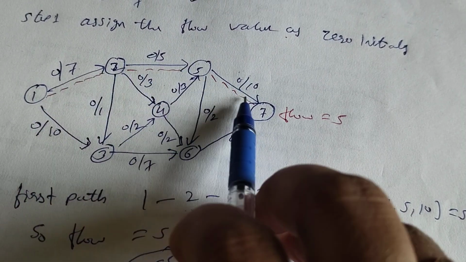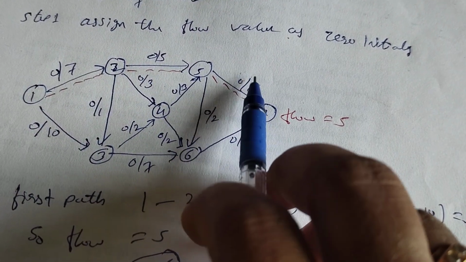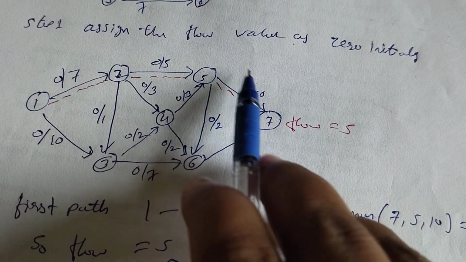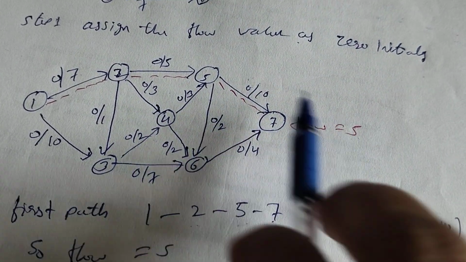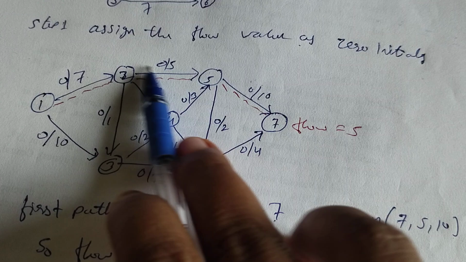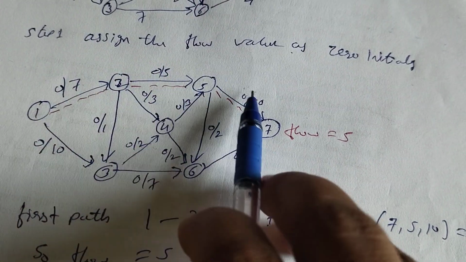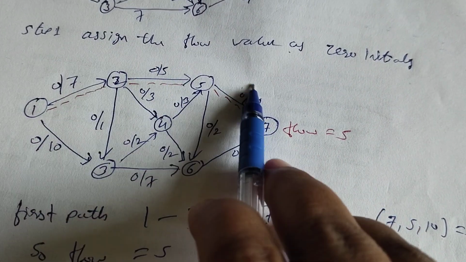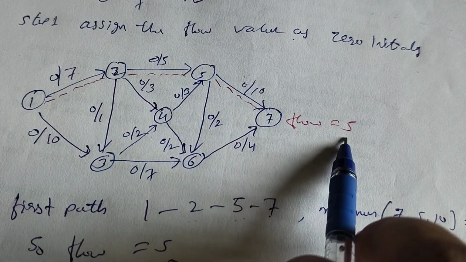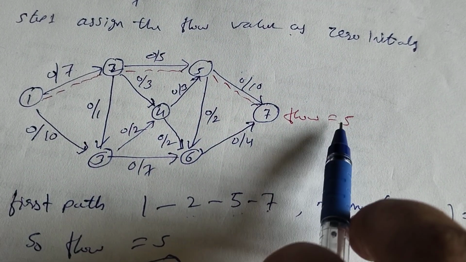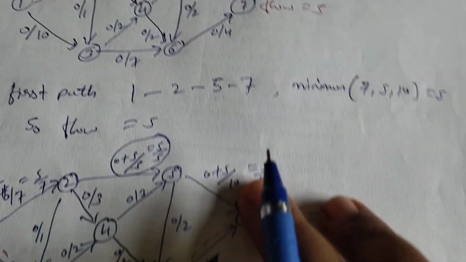In that path only you have to calculate the residual capacity. Among those residual capacities, whichever value is least becomes the flow value. Here it is 10 minus 0, 5 minus 0, 7 minus 0, those are the residual capacity values. Among 10, 5, 7, the least value is 5. So the flow value becomes 5. That flow value is indicated in the next network.